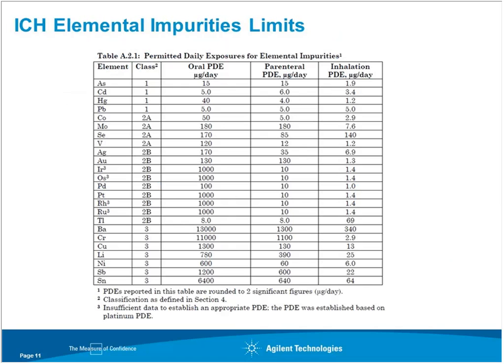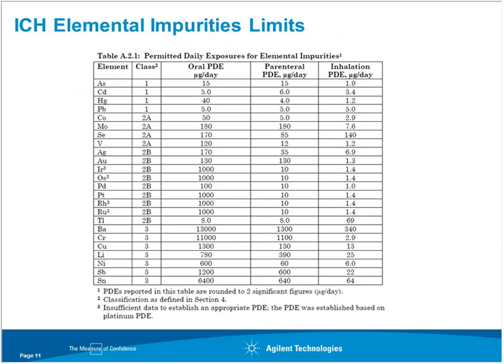Looking at the ICH elemental impurity limits, the first thing that becomes apparent is the list is actually longer. There are 24 elements in Table A21, compared to the 15 elements that we're used to seeing in 232. And secondly, the elements in the ICH list are sorted by class. So this differs from 232 as well. The 4 classes are actually grouped according to risk.